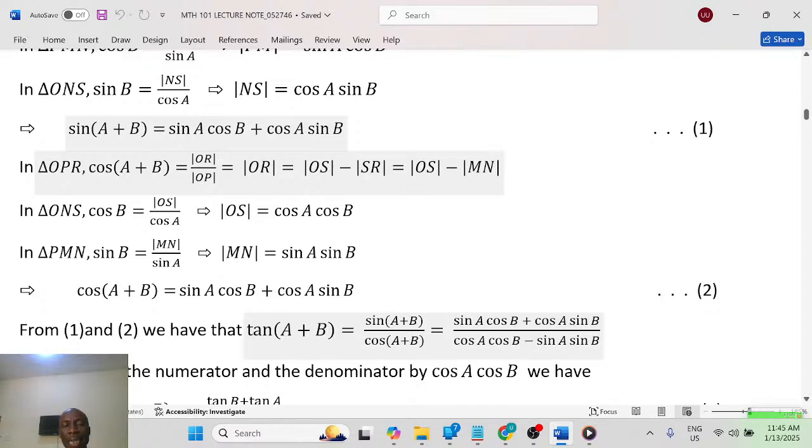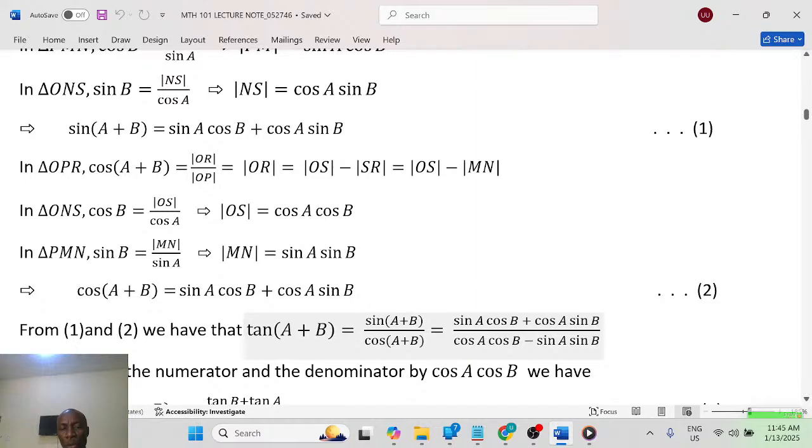Tan, we know that tan is sine all over cosine. So since it's tan of A plus B, it's going to be sine of A plus B all over cos of A plus B. We know from equation 1, we have sine A plus B. Equation 2, we have cos A plus B. So that is how we have sine A cos B plus cos A sine B. That is from equation 1.